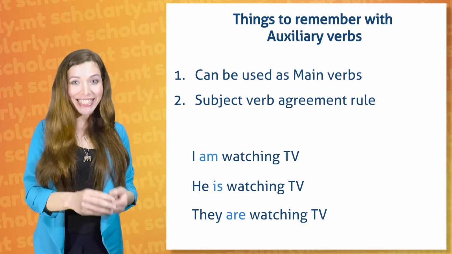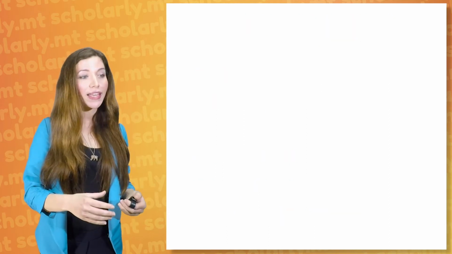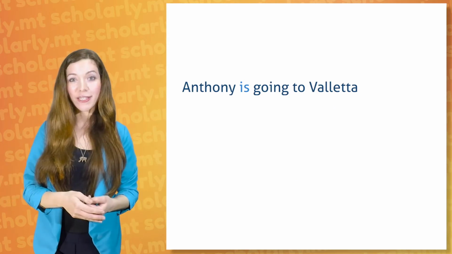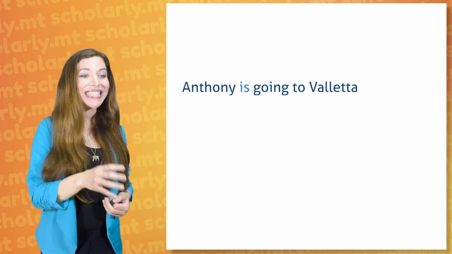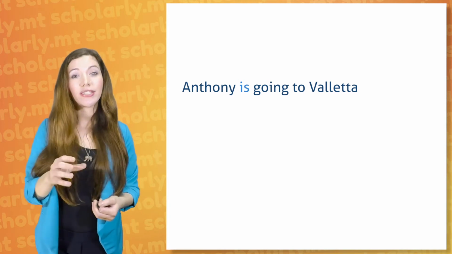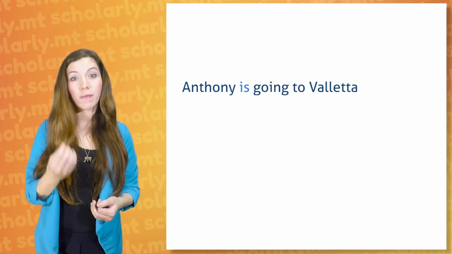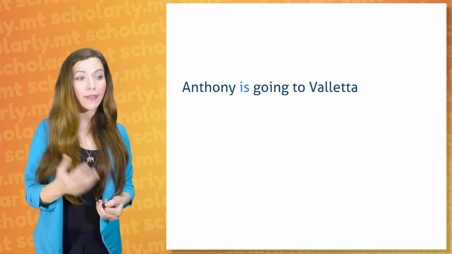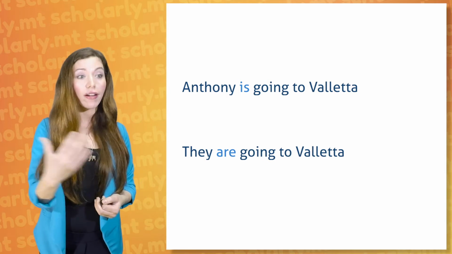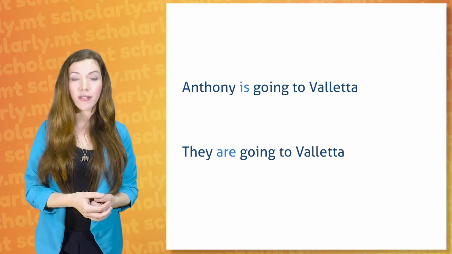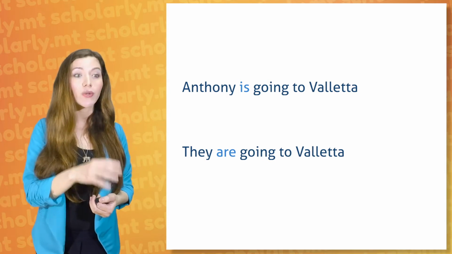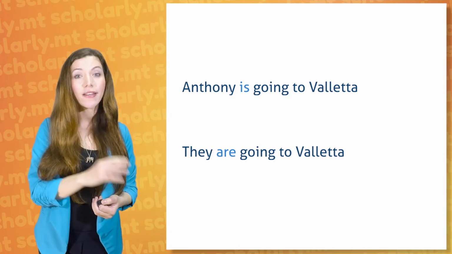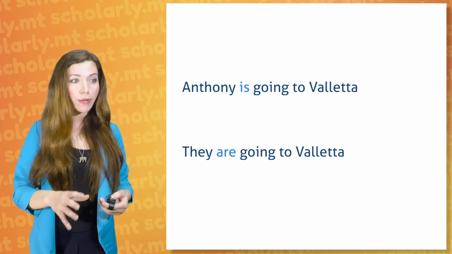Let's have a look at these two examples. Anthony is going to Valletta this afternoon. So Anthony is singular. We need to use the singular form of the verb is, and it's the third person. But they are going to Valletta this afternoon. So we need to use the plural verb form because we have a plural subject. Be very careful because this is a common mistake.